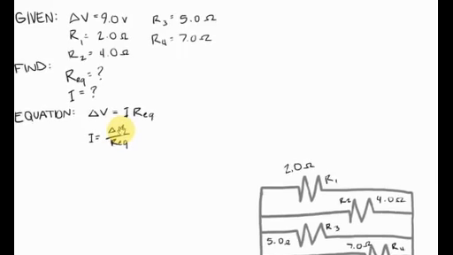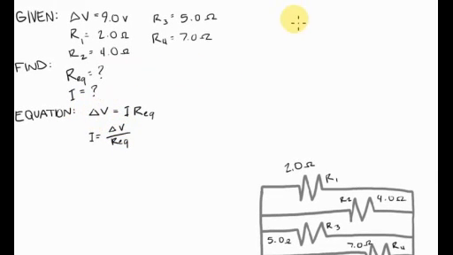Okay, so let's start solving this. We've got our first equation, delta V equal to I times equivalent resistance. So first we need to find the equivalent resistance. Now, for resistors in parallel, as opposed to resistors in series, this is calculated with 1 over the resistor value. In resistors in series, you just add them up, but for resistors in parallel, you need to use the inverses.